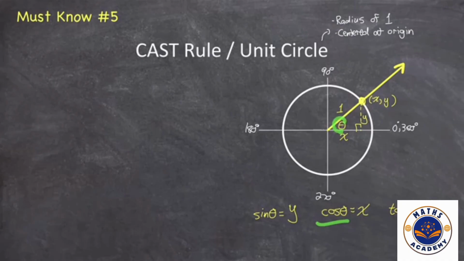And cosine of theta is equal to the x-coordinate of where the terminal arm intersects the unit circle. So if we know the point where the terminal arm intersects the unit circle, then we in fact know the cosine and sine ratios for angle theta. So I could say that point (x, y) is equal to (cos theta, sin theta).